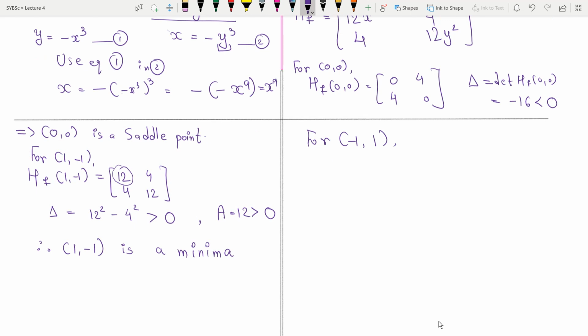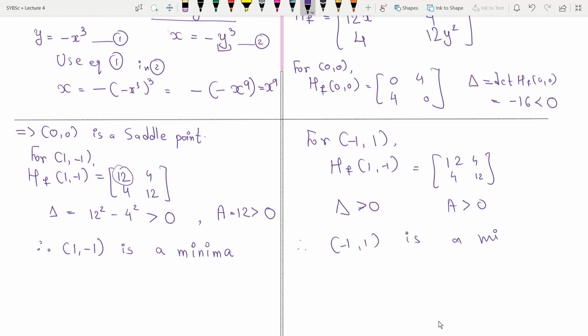At that point again my Hf will be the same matrix, because I need to square them. So it is 12, 4, 4, 12. Hence again my delta value is greater than 0 and my value of a is greater than 0. Therefore this (-1, 1) is also a minima for this graph. Okay, so now time comes to verify this idea and see how the test works. Now I know (0, 0) is a saddle point, (1, -1) is a minima, (-1, 1) is also a minima.